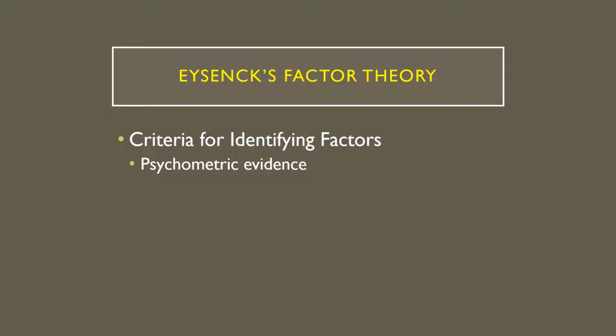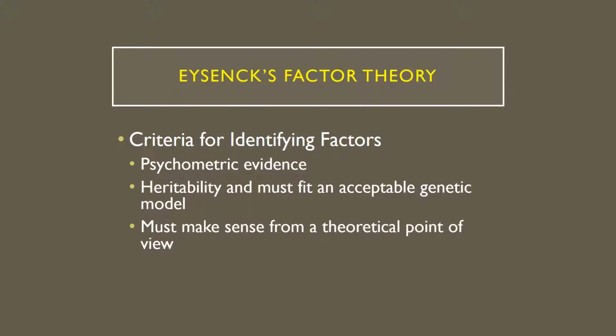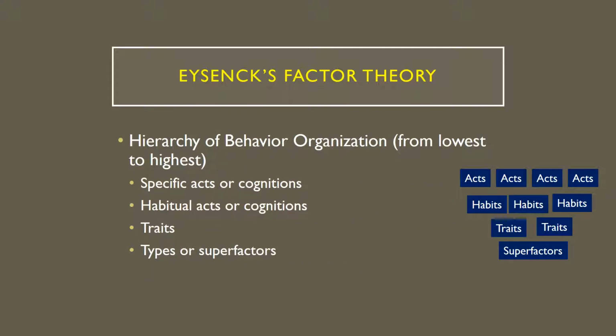First, it must be based on strong psychometric evidence. A second criterion is that the factor must also possess heritability and fit an acceptable genetic model. Third, the factor must make sense from a theoretical view. The final criterion for the existence of a factor is that it must possess social relevance. According to Eysenck's model, personality is organized hierarchically.